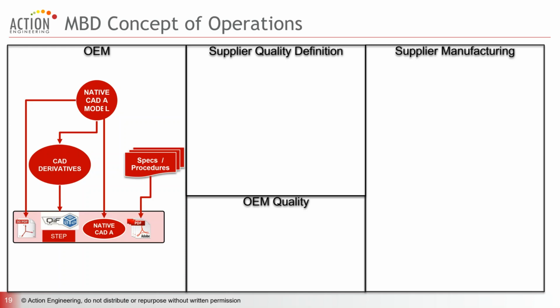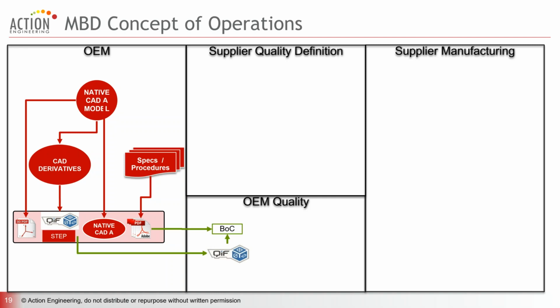So the OEM is going to then generate a data package, right, that defines their product digitally. It can be a 3D PDF with the derivatives, QIF and step files. You may even include the native CAD file and those specs and procedures. And that's what's going to be passed off to the supply chain.